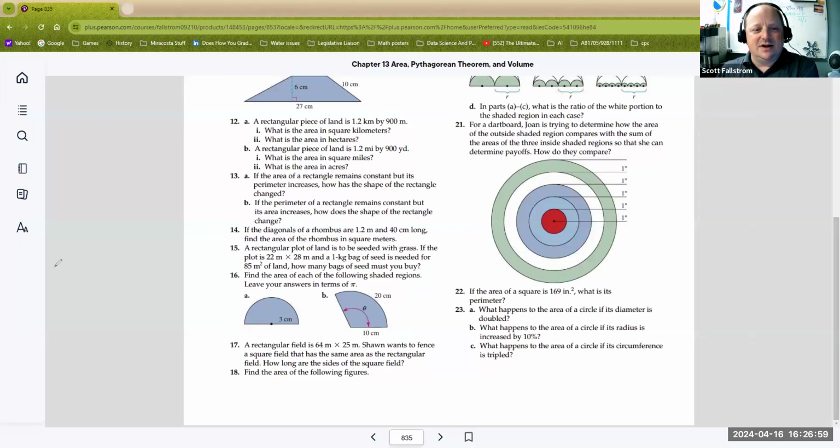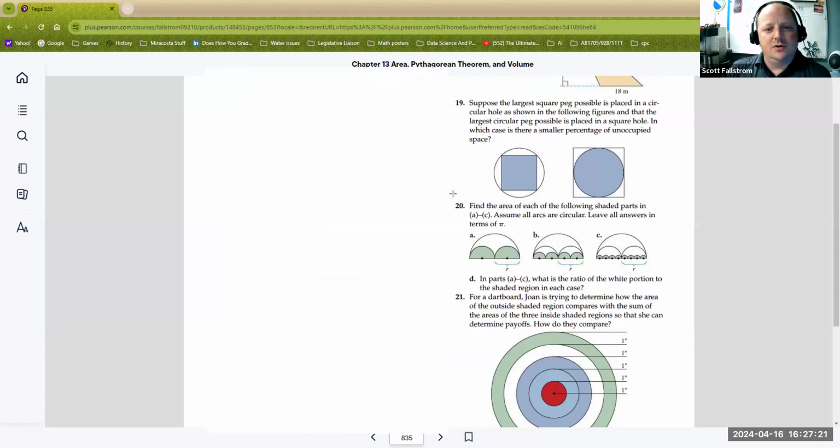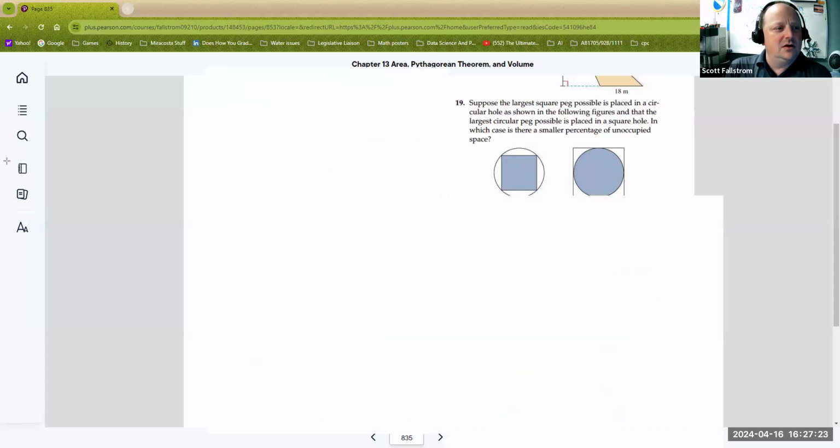So 16B, let's go to 19. Let's see, where is that, up at the top of the next page? I did one of these in the video. I think it was in the homework video, so I did one of them. So maybe I'll do the other one just to show. I can't remember which one I did. I think I did this one in the video, so I'll do the other one.